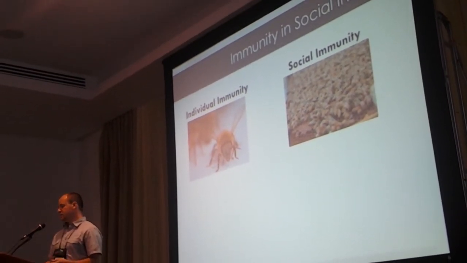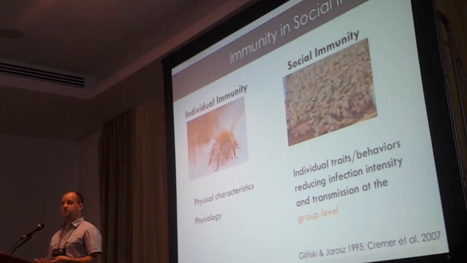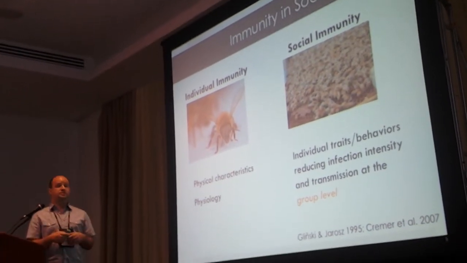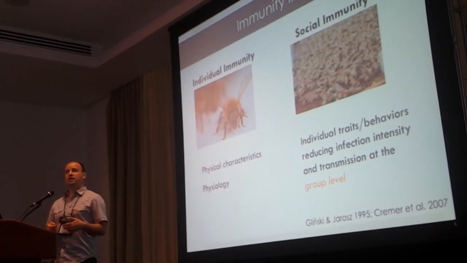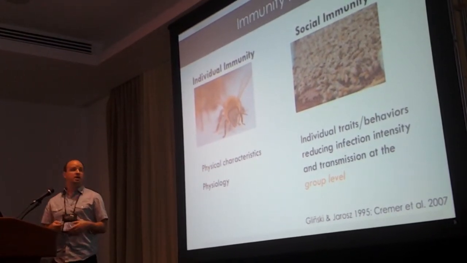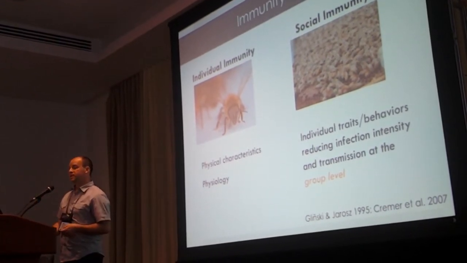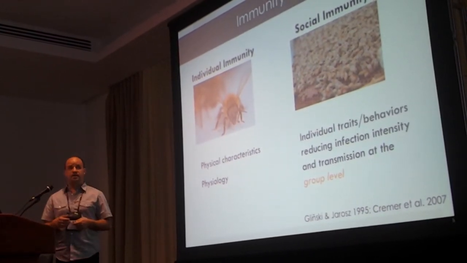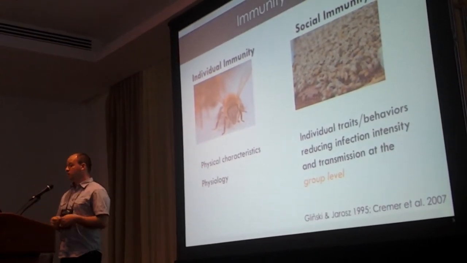Now, I think when we first think about mechanisms of immunity, we think about individual immunity, partially because we're individuals ourselves. And so these are things that are common across really all organisms. And the first line of defense are physical characteristics, like the bee's cuticle, preventing parasites from even entering the bee. But then there's a host of physiological mechanisms, like the production of antimicrobial peptides that I'll talk about a little bit later.